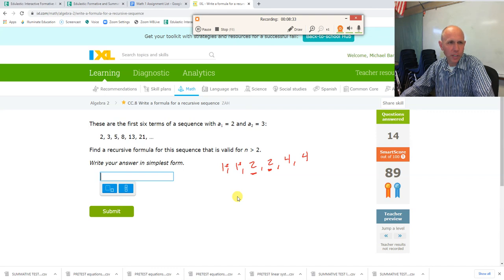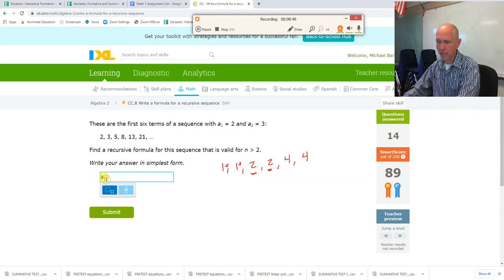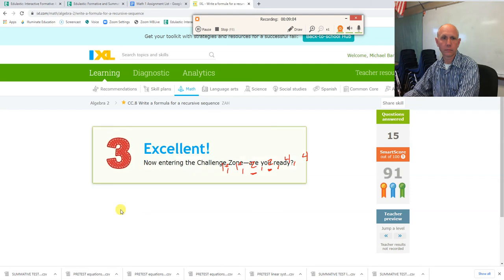Previous term plus previous term, right? Because 2 plus 3 is 5, 3 plus 5 is 8, 5 plus 8 is 13. Is this the Fibonacci? I can't recall. And so we're going to go with a sub n equals previous term, a sub n minus 1, plus previous term, a sub n minus 2. Excellent, and I'm in the challenge zone.